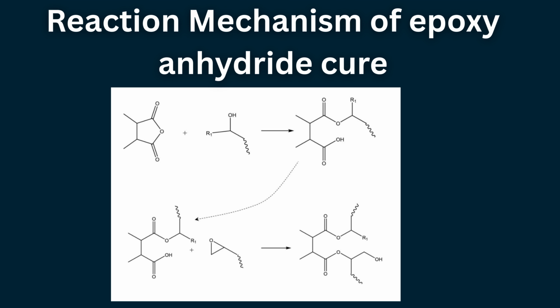Epoxy hydroxyl reactions catalyzed by acidic species, leading to ether linkages. At moderate temperatures, both ester and ether linkages form in comparable proportions. At higher temperatures, ester formation becomes dominant. The balance between these linkages can be influenced by catalysts and reaction conditions.